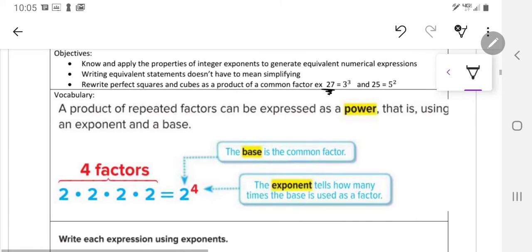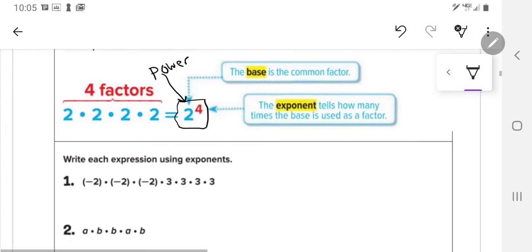All right, so let's get moving. Here's our vocabulary for the day. It's already written out for you. A product of repeated factors can be expressed as a power, that is using an exponent and a base. So the whole thing is called a power. And there's two parts to a power. There's the base, which is the common factor, the repeated factor. And then the exponent, which tells you how many times the base is used as a factor. I really like that explanation. I think it's clear. I think it's simple and useful.